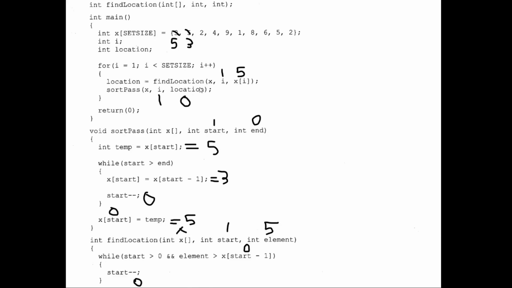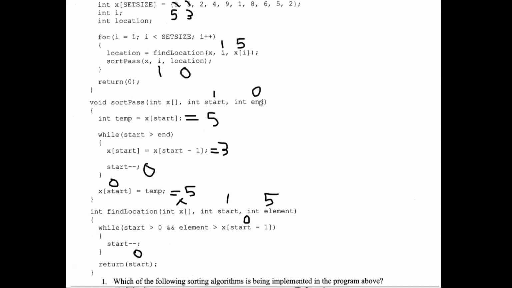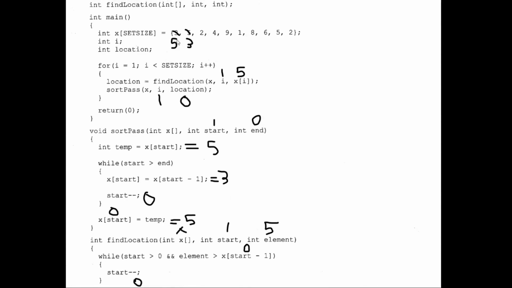It's finding the location in which it wants to place the element. In this case, find location is returning the position of where it wants to place the element. Then sort pass is just shuffling over all of the elements until it gets to the position where that element should be placed. For this first pass, it's a little confusing because it only goes back one single position.